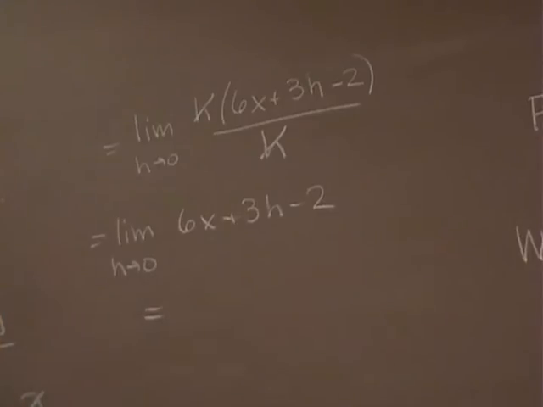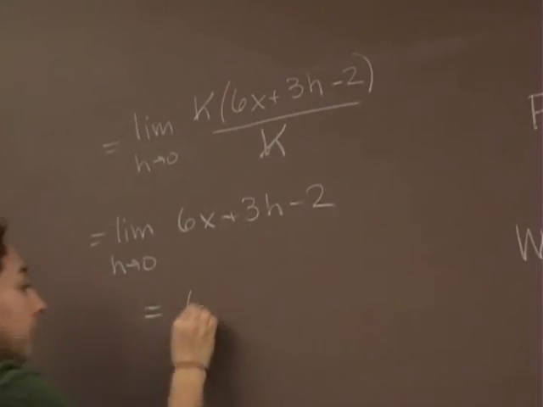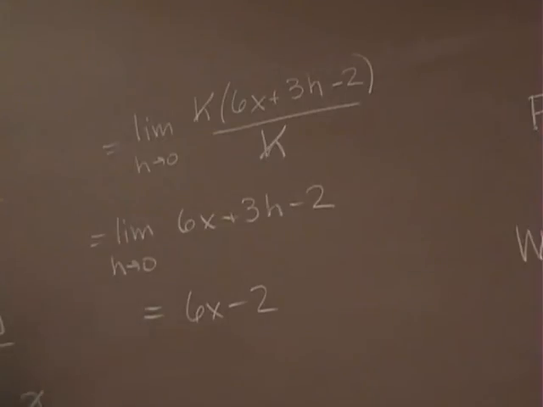And then finally, this is where we stop doing algebra and start doing calculus. What is now the limit as h goes to 0? 6x minus 2. So that's the derivative using the definition. Now, if I just took the derivative here in my head, what would the answer be? 6x minus 2.